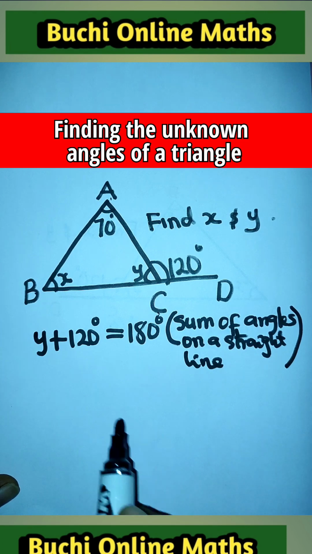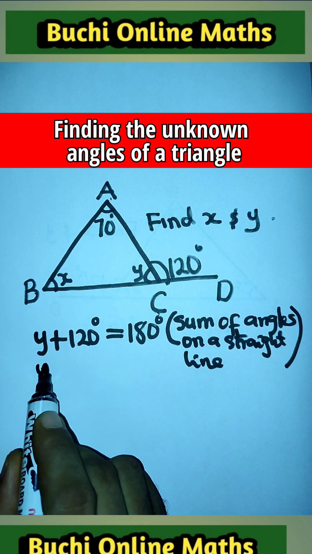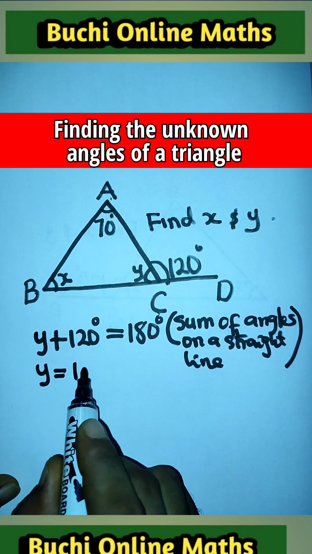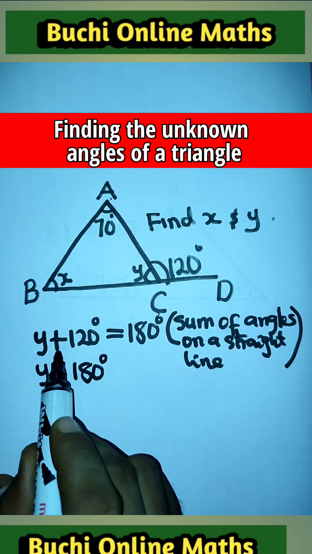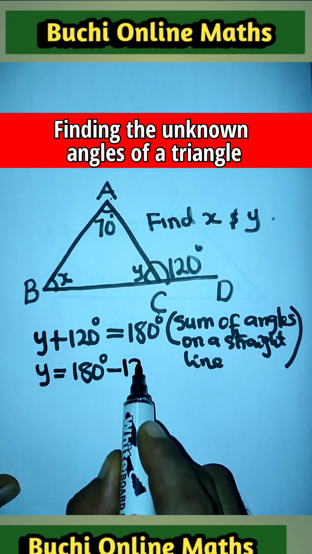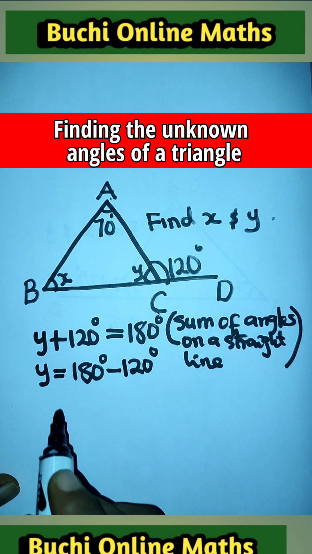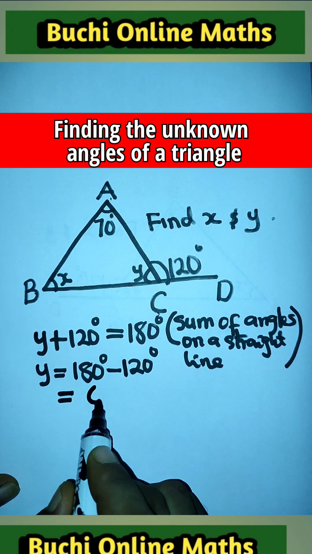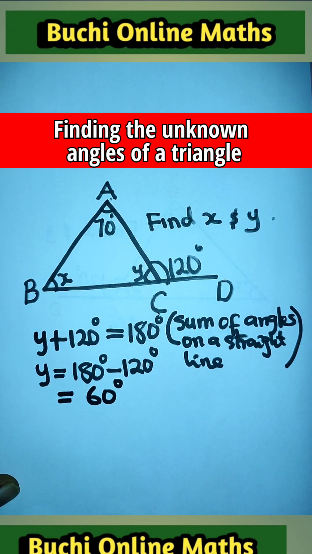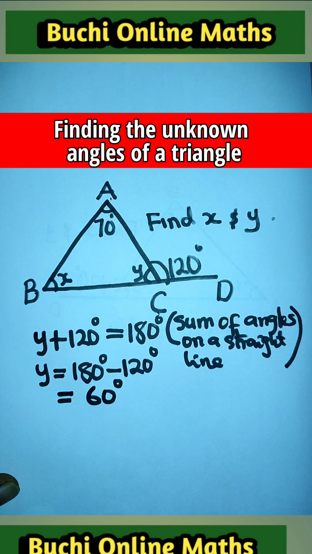Now if that is the case, to get the value of Y, we are moving 120 degrees to the right hand side. So Y equals 180 degrees, minus 120 degrees, because moving it to the right hand side changes the plus to minus. By the time you remove 120 degrees from 180, you will be left with 60 degrees. That means Y equals 60 degrees. Very simple.